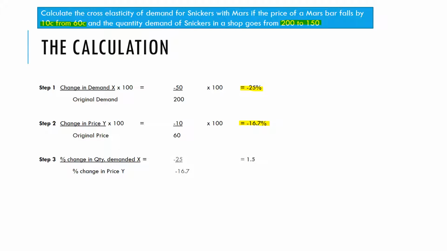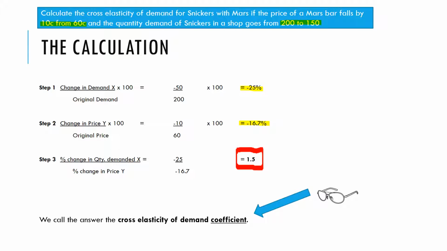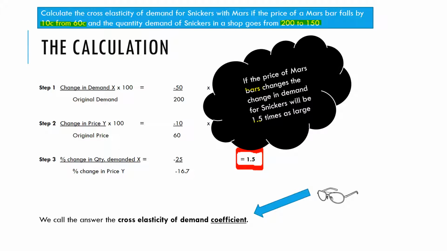If we put the two together in our formula, we get here a cross elasticity of demand of 1.5. And we call this the cross elasticity demand coefficient. What is this telling us? It's telling us if the price of Mars bars changes, the change in demand for Snickers will be 1.5 times as large. Okay.